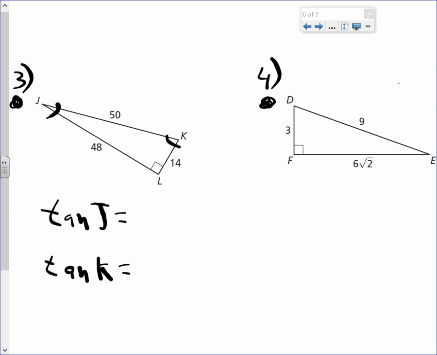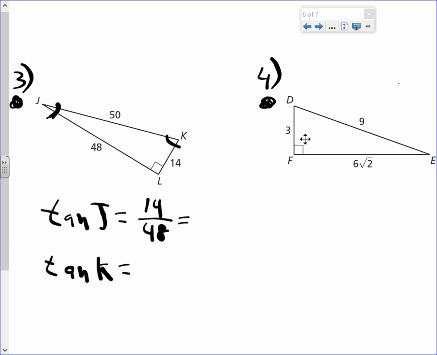The side that's not touching angle J. Beautiful. There's opposite. And Ortiz, what side would be adjacent to J? The one that's not the hypotenuse, however. One more time. 50 would be the hypotenuse. So we're going to go 48. So 14 divided by 48, go and type that puppy in your calculator.